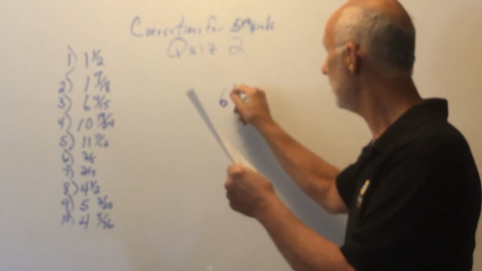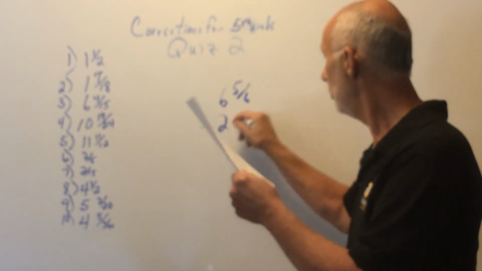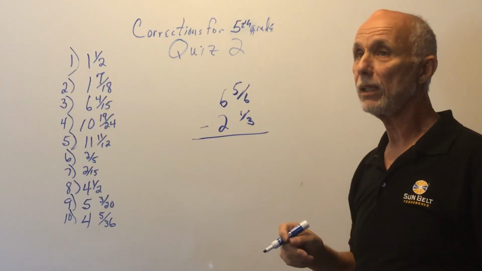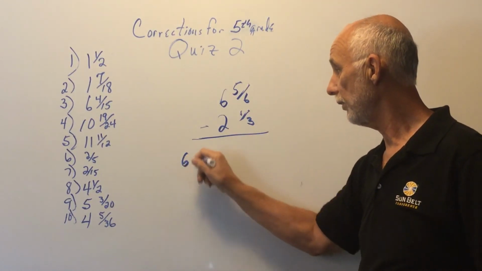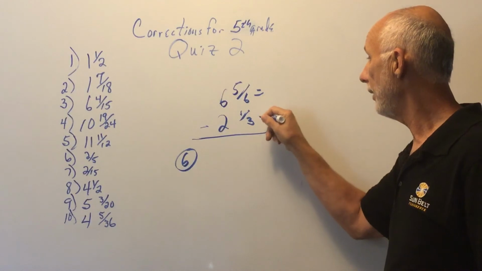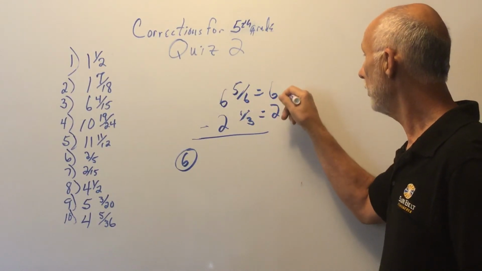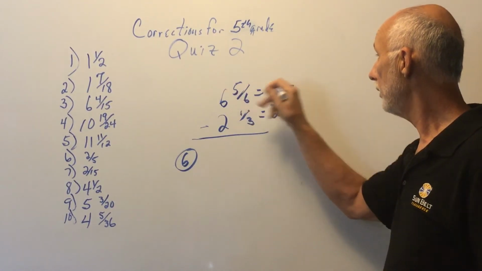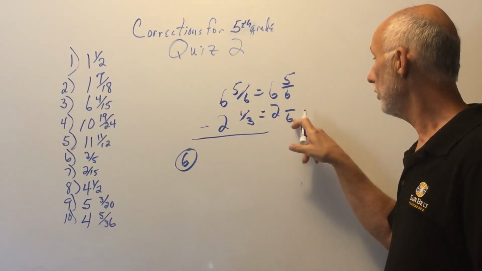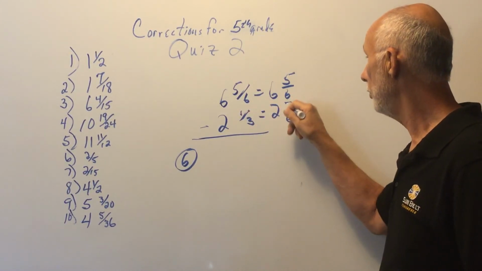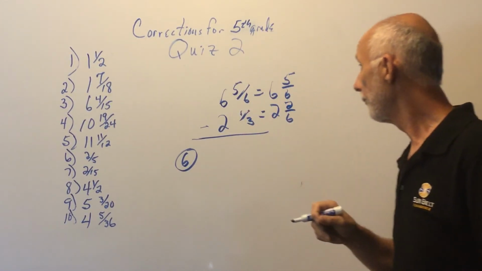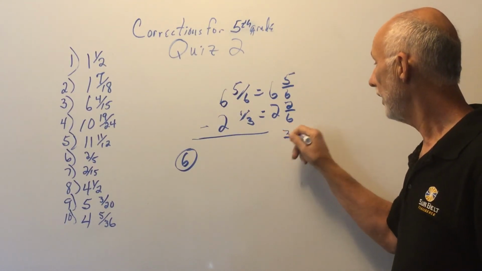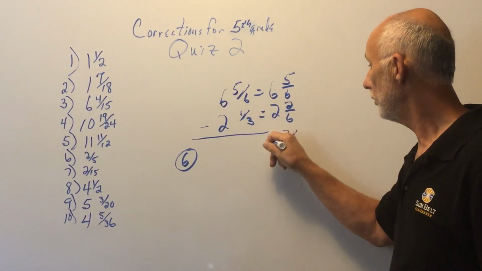Number 8 says 6 and 5/6 minus 2 and 1/3. I need a common denominator for 6 and 3. That's pretty easy. 6 times 1 is 6, and 3 goes into that. The common denominator is 6. By the way, bring the whole number over in case you have to borrow. 6 goes into 6 once, 1 times 5 is 5. 3 goes into 6 twice, 2 times 1 is 2. I can subtract. 5 minus 2 is 3/6, and 6 minus 2 is 4.